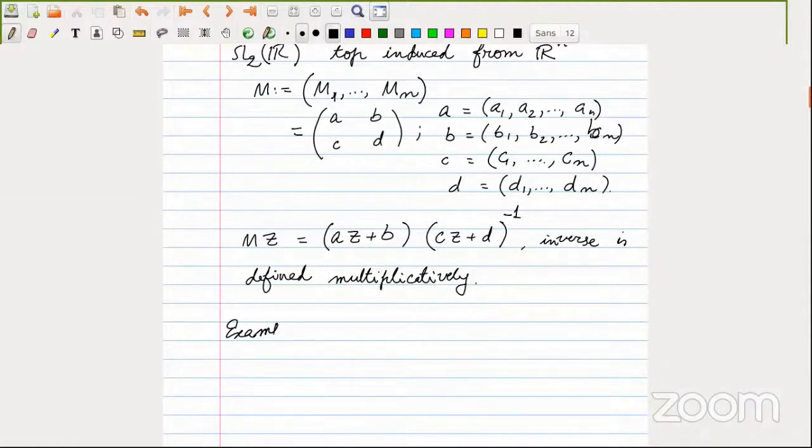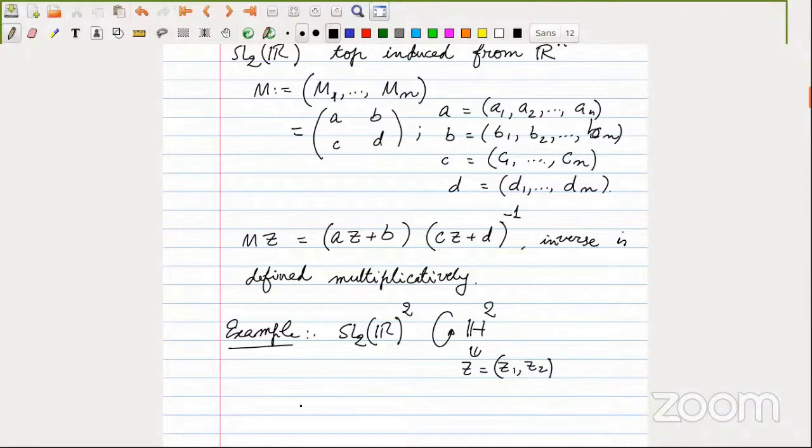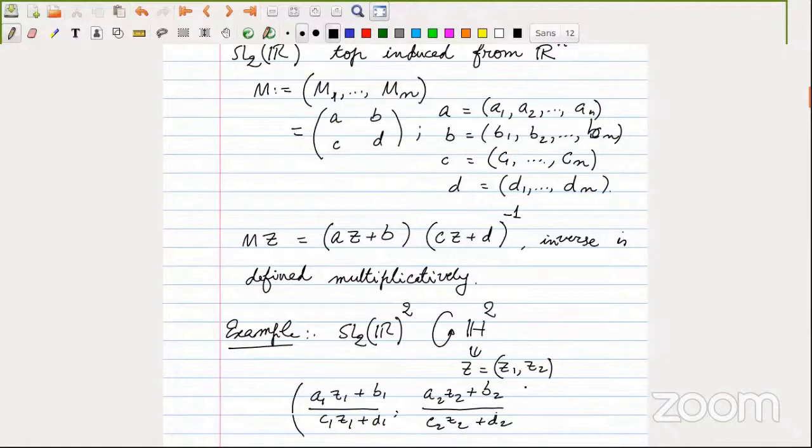so let's look at this example here. Say SL2R, two copies of this, acting on the upper half plane, two copies of the upper half plane. Then I'm saying that the action happens via this one. So you pick two elements here. If I take Z equals Z1, Z2, then the action is A1 Z1 plus B1 divided by C1 Z1 plus D1, and then A2 Z2 plus B2 divided by C2 Z2 plus D2.